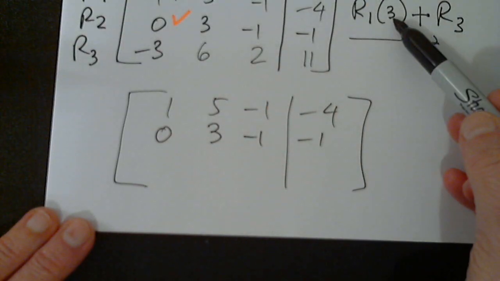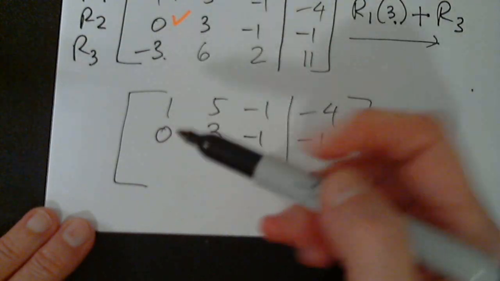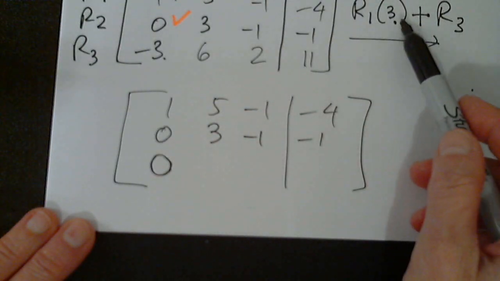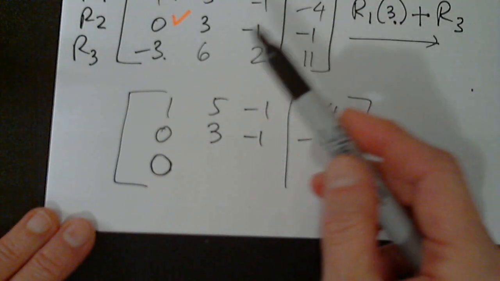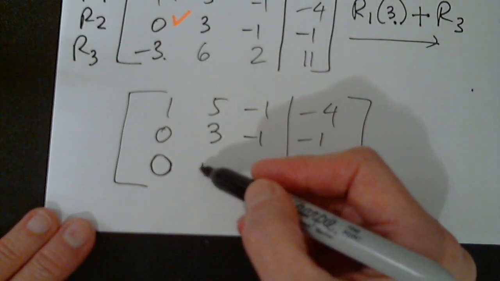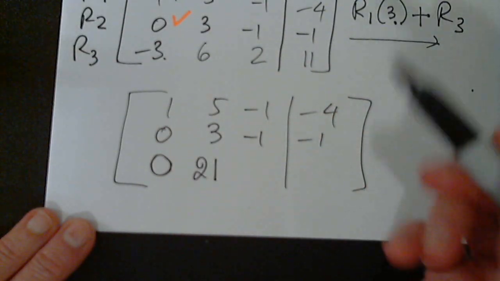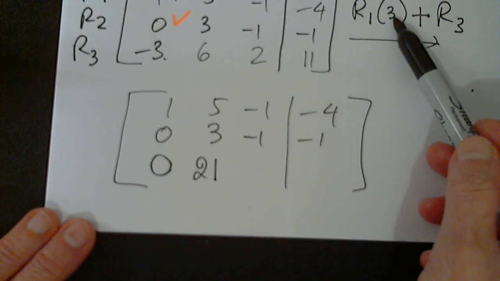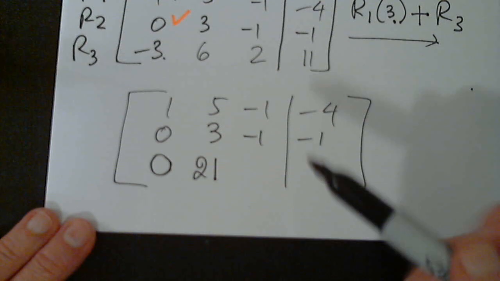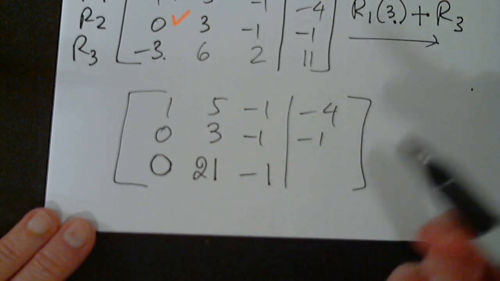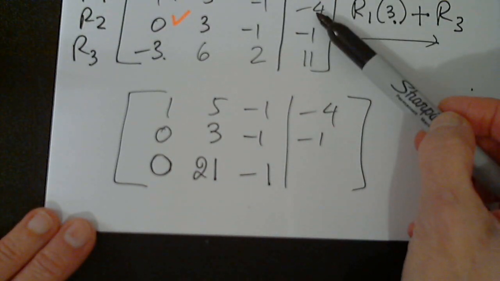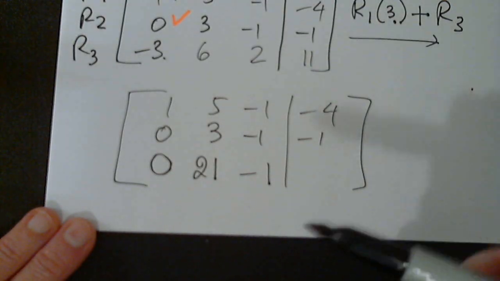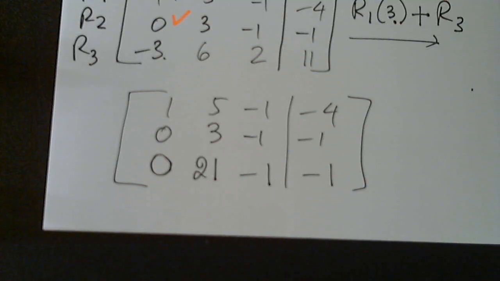1 times 3 minus 3. 5 times 3 is 15. 15 plus 6 is 21. -1 times 3 is -3. Plus 2 is -1. -4 times 3 is -12. Plus 11 is -1.